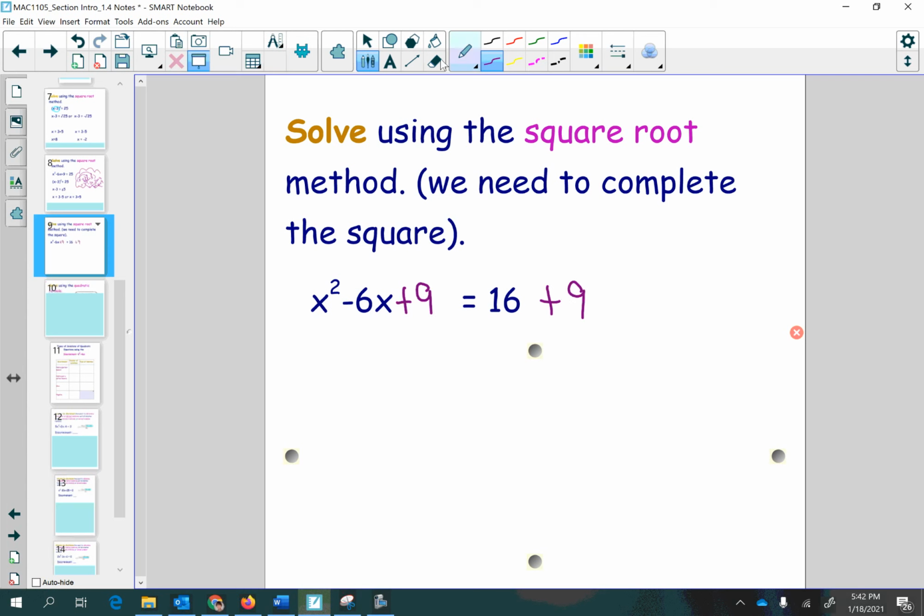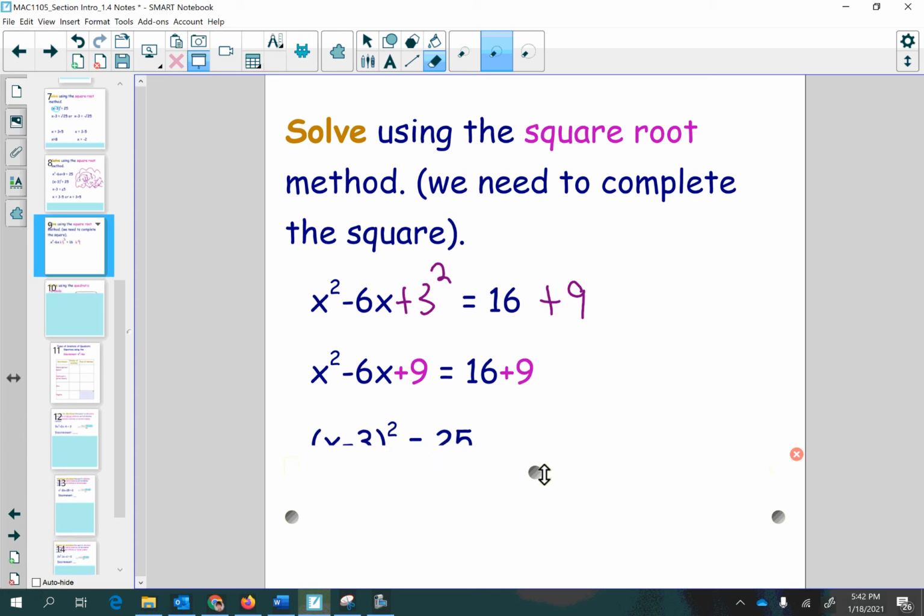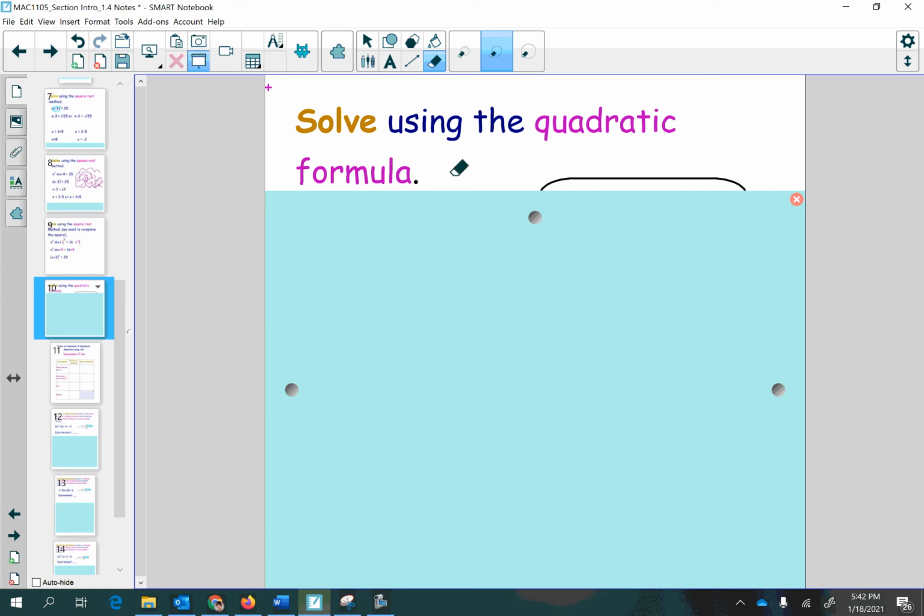And another way of saying adding 9 is I'm adding 3 squared, right? So now I have a perfect square trinomial, which I can rewrite as a binomial squared. And we notice that 16 plus 9 became 25. And I'm back to that same problem again that we solved earlier. Let's look at another example.